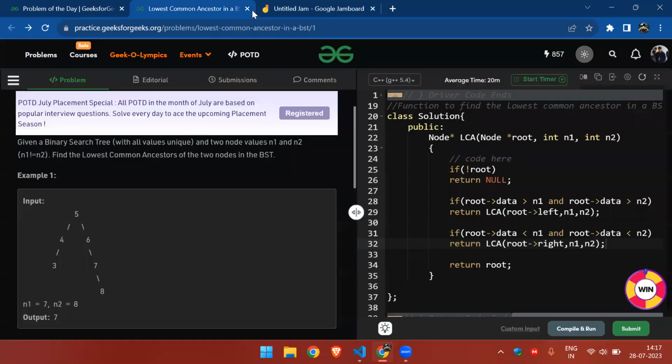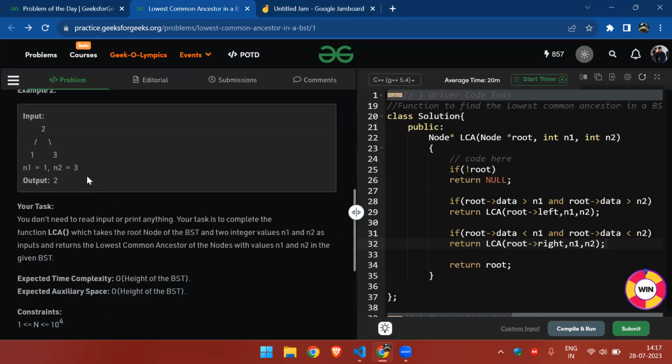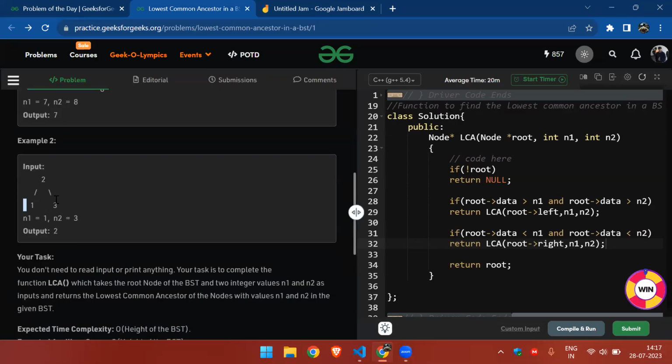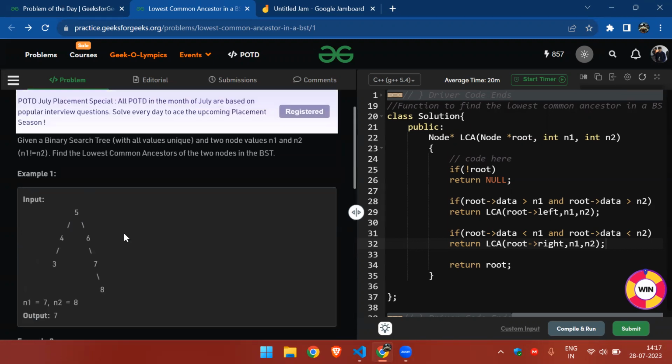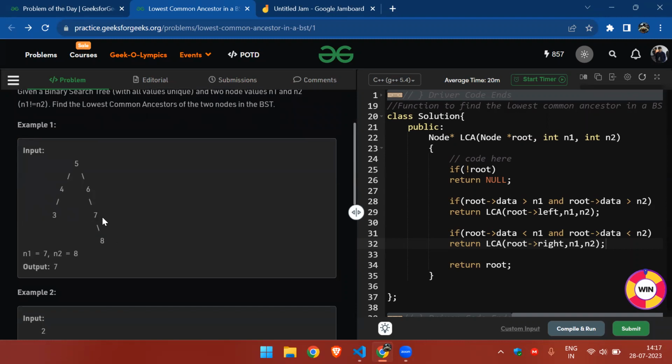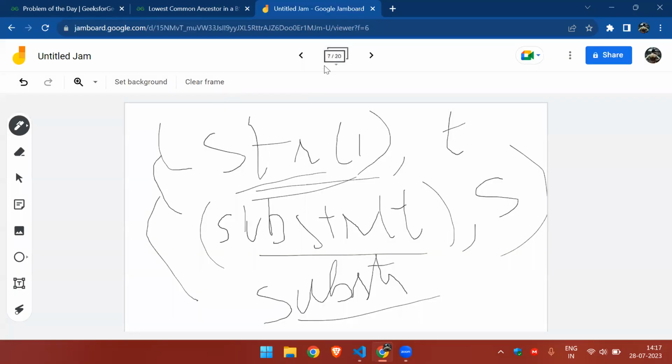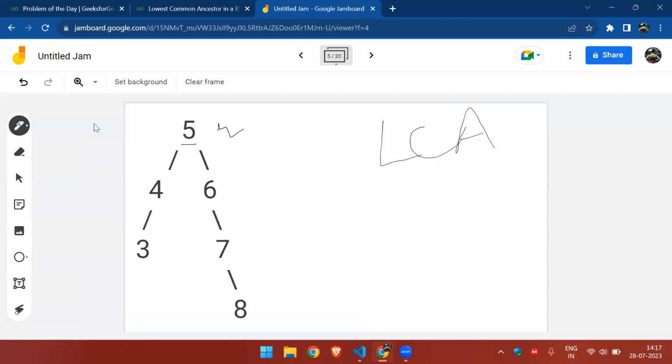But let's not look at the first test case, let's look at the second one. It is quite simple, in which we have been given the tree like 2, 1 and 3. So the lowest common ancestor of 1 and 3, as you can see, is 2. So what will be the case if we don't have a subtree like this? For example, let's consider the skew tree. This is a right skew tree in which there is no left node.